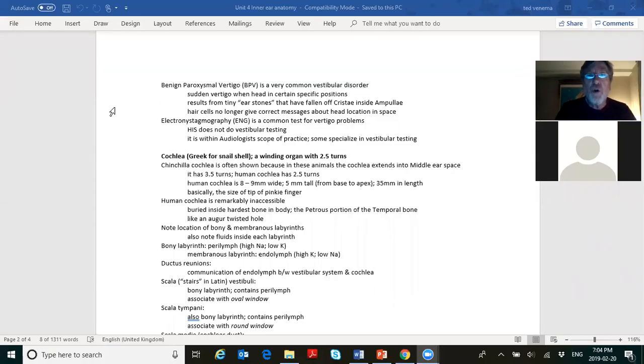All right, share screen. Hair cells are no longer giving correct message about head location in space. Results from tiny ear stones that have fallen off the cristae inside the ampullae. Electronystagmography. Put another star by this one. ENG. It's a common test for vertigo problems. Now, the HIS doesn't do vestibular testing. It's within audiologists' scope of practice. Some of them even specialize in vestibular testing.